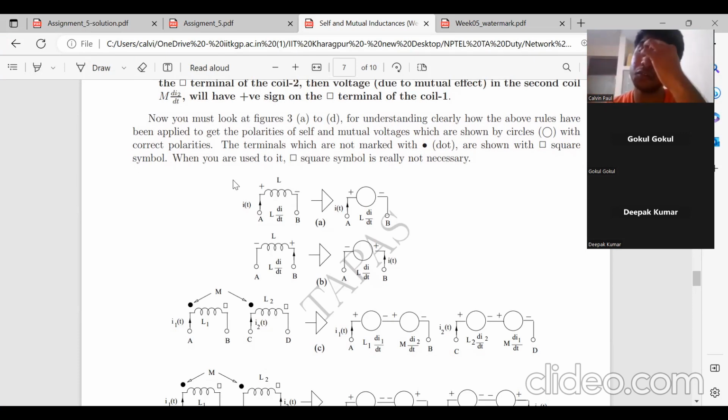In case the current was just a constant value, then the voltage across the inductor would be zero, since the derivative of a constant is zero. This is the positive terminal and this is the negative terminal because current is flowing inwards like this. So we represent it as L into di upon dt. The positive terminal is where the current is flowing in and the negative terminal is where the current is flowing out.